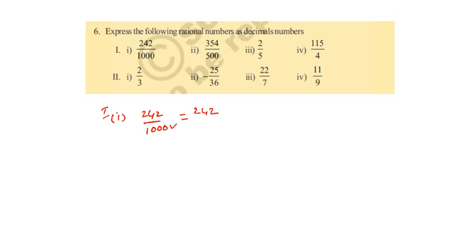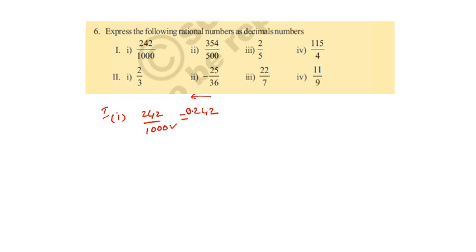After that, you count 3 digits from right to left. 1, 2, 3. After that, you put a decimal point. After that, you write a 0. That means 242 by 1000 is equal to 0.242. This is the way to write a given rational form into decimal form. Now we move to the second one.